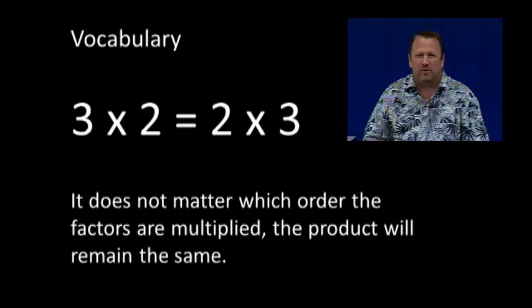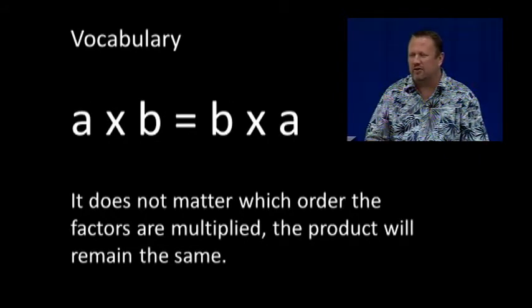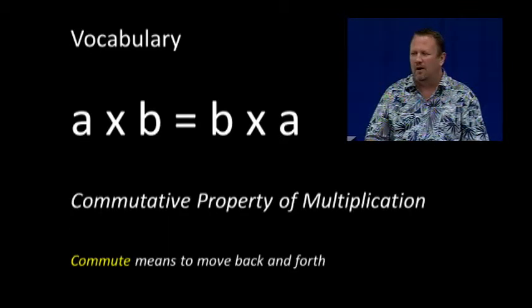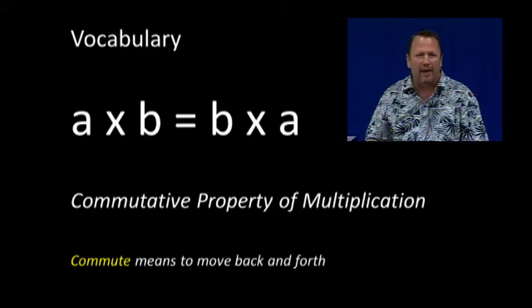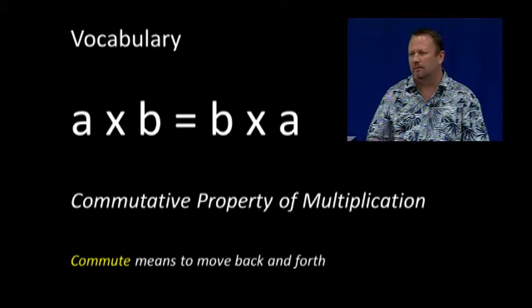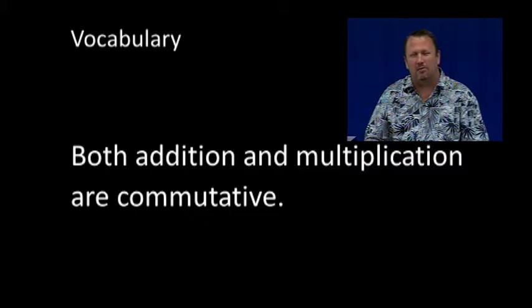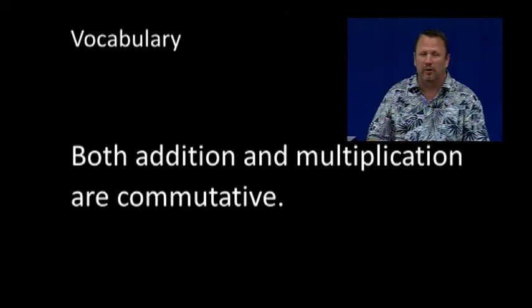So 3 times 2 is equal to 2 times 3. It does not matter which order the factors are multiplied, the product will remain the same. And this is called the commutative property of multiplication. Commute as in moving back and forth. So A times B is equal to B times A. This is the commutative property of multiplication. Both addition and multiplication are commutative.